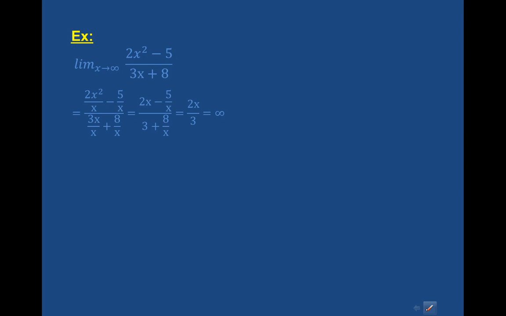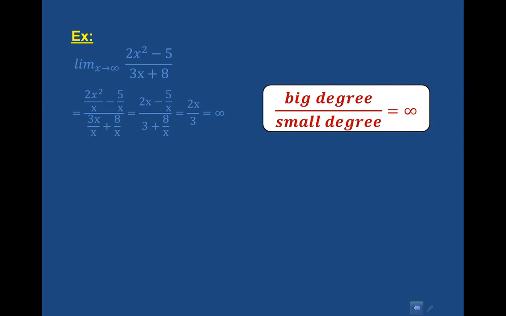You can see the previous steps again, and the main rule: if the numerator is of big degree and the denominator of a small degree, then the limit will be equal to infinity.